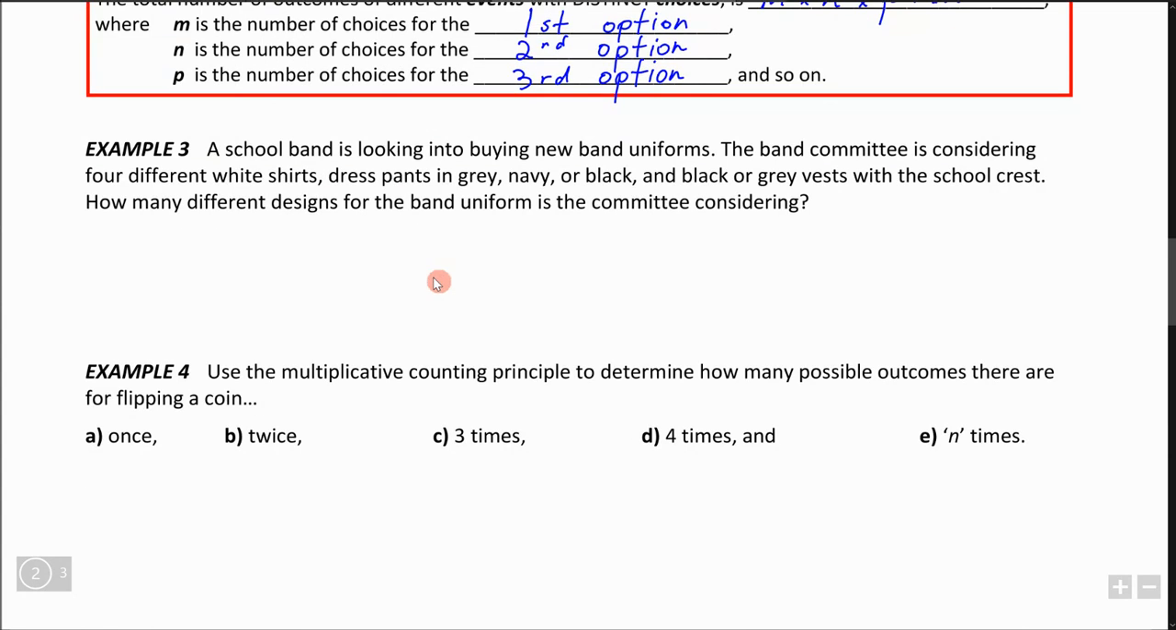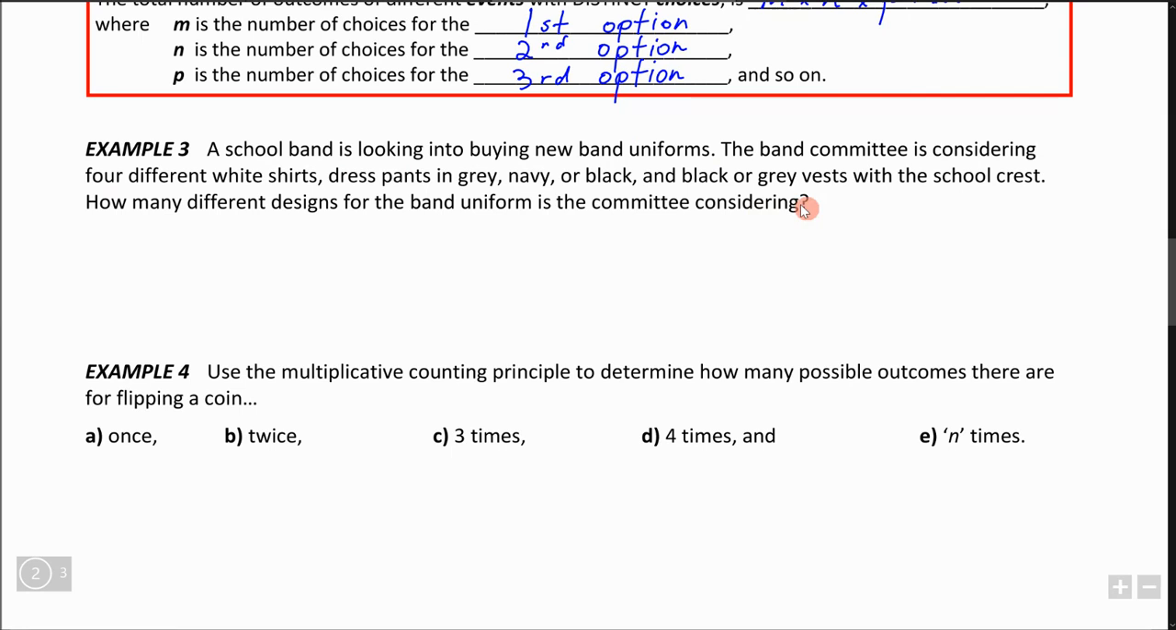Okay, so let's look at example number 3. A school band is looking into buying new band uniforms. The band committee is considering 4 different white shirts, dress pants in gray, navy, or black, and black or gray vests with the school crest. How many different designs for the band uniform is the committee considering?